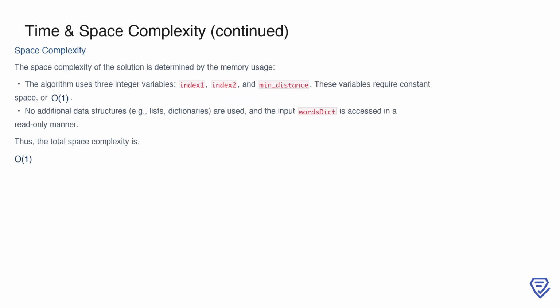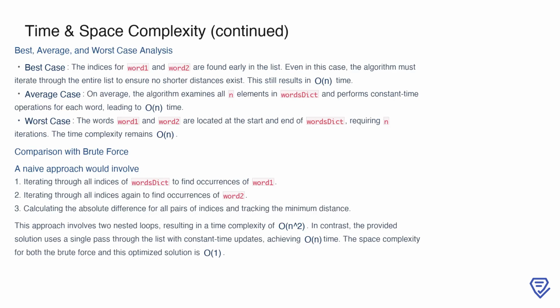Now, let's examine the space complexity of this algorithm. The solution only uses 3 integer variables: index 1, index 2, and min_distance. Each of these variables requires a fixed amount of memory, or constant space, which is denoted as O(1). Importantly, the algorithm doesn't use any additional data structures like lists or dictionaries, and it accesses the input wordsList in a read-only manner without modifying it. This means the memory usage does not scale with the size of the input, and the total space complexity is therefore O(1).